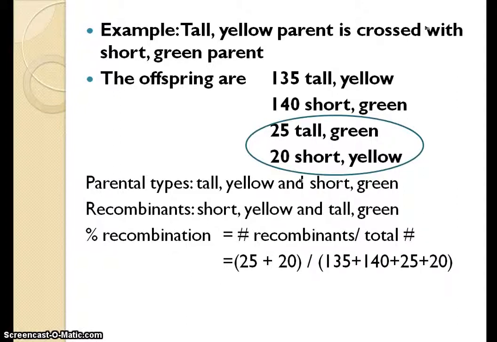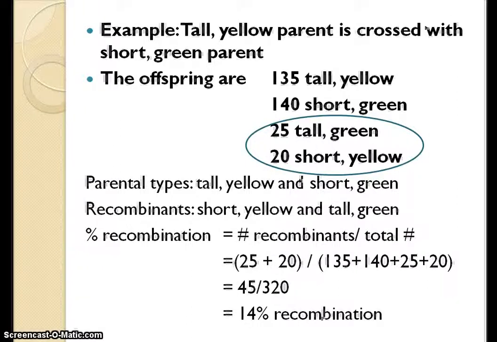We're going to take 20 plus 25 and put that on top. Those are the ones that are circled because they are recombinants or non-parental. We are going to divide that by all of the offspring, all 4 of the numbers added together. So that's 135, 140, 25, and 20. When we add those up, we get 45 divided by 320. That gives us a percentage of 14%. So this gene pairing has a 14% recombination rate. That tells us that they are 14 map units apart on the chromosome.